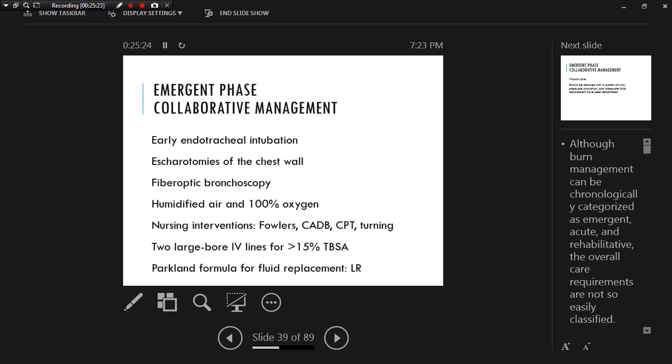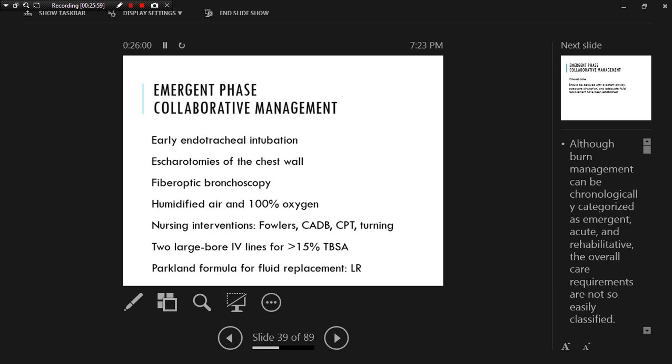Humidified oxygen at 100%, right? Especially if there's CO2, carbon monoxide poisoning. Some other things to consider for our nursing interventions, if these patients come in, we're not necessarily intubating them, we're going to keep them up in a high Fowler's position. We are going to focus on coughing and deep breathing every 1 to 2 hours, turning, frequent movement in bed, CPT, so postural drainage when appropriate, if applicable.